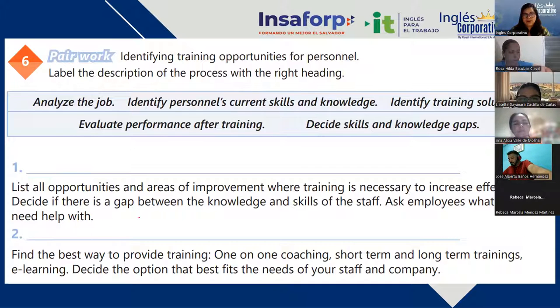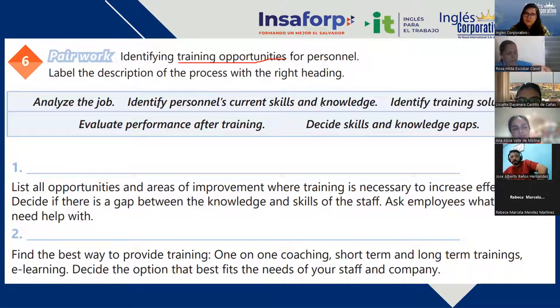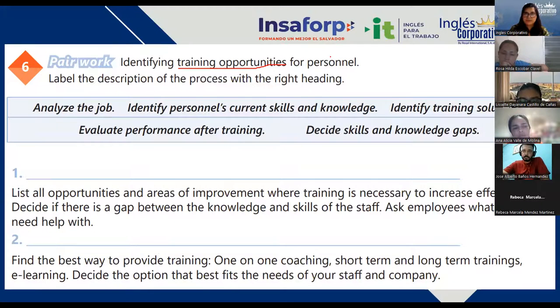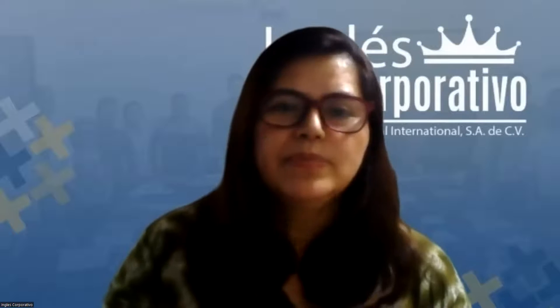Here you have the descriptions of the process for opportunities for personnel, right? Remember, we're talking about training opportunities for personnel. So you have to go through reading all the descriptions of each of the processes, and of course, choose the heading that describes that training opportunity or that process. For that, I'm going to send you to work in pairs. You can find the words in the manual, and be ready to share.